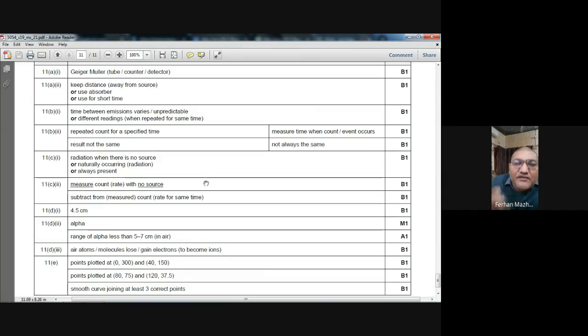One thing is, after every specific time, after every certain time, you are taking the reading with the help of the GM tube, how much radiation is coming out of that source. You will find that every time the reading will be different from each other. They will never be the same. This is how the apparatus will show you that the radiation is a random process.